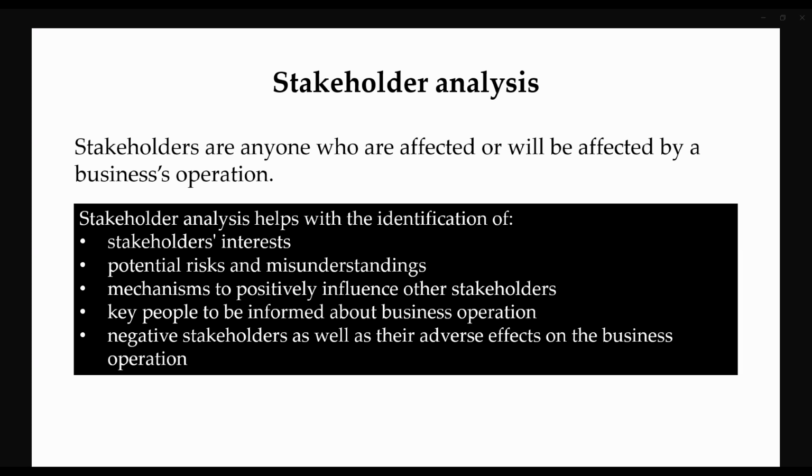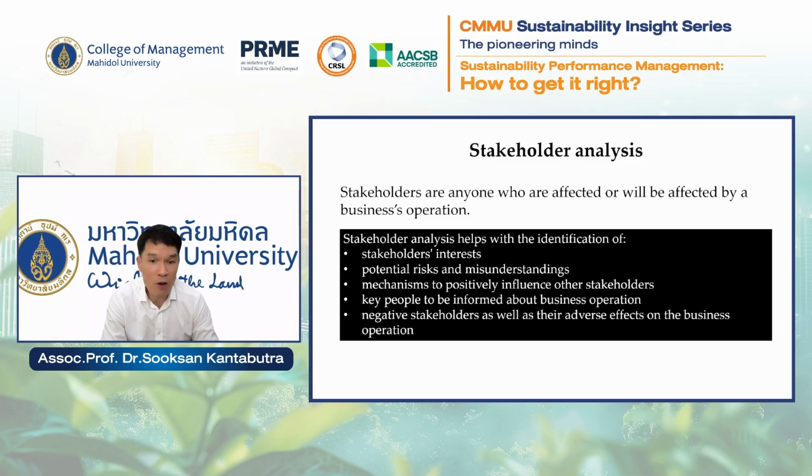Okay, so it allows you to identify their interests, potential risks and misunderstandings with the surrounding society. For example, mechanisms to positively influence other stakeholders, key people to be informed about business operation, negative stakeholders as well as their adverse effect on our business operation. So if we do this stakeholder engagement strategy, we know which group of stakeholders we need to focus on and how we can build a relationship with them.